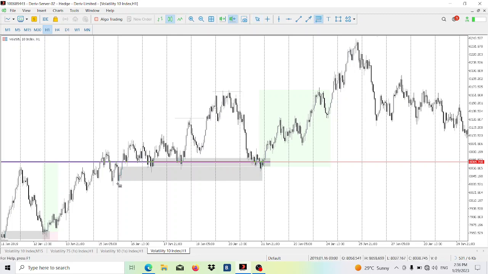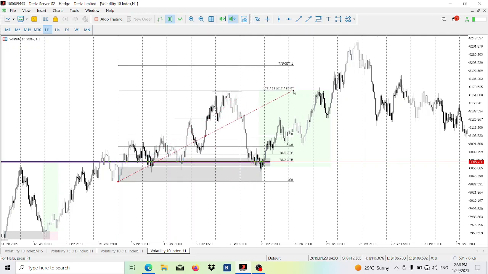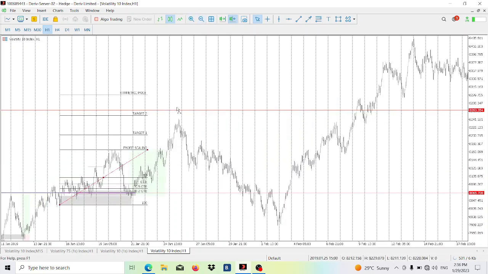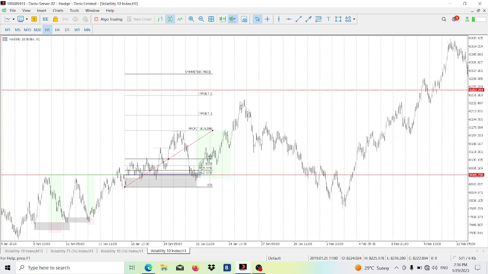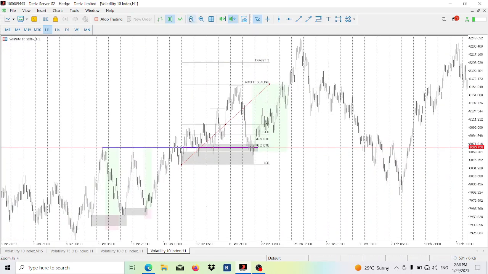Mind you, from here to here, you can see the market scooped down to a 78.2 zone.